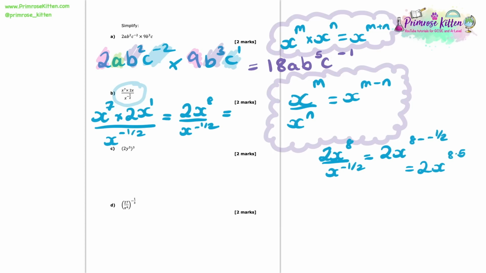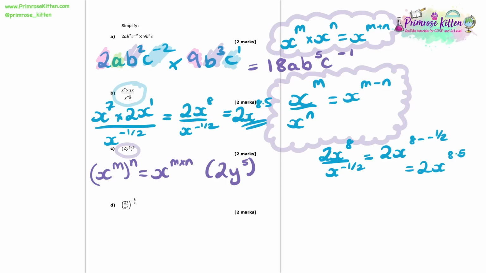You can give 8.5 as a top-heavy fraction or as 8.5, it doesn't matter, you're going to get the marks regardless. So now for C, this is a power of a power question. So we've got a whole other rule now that we need to know. We should recognise that if we have x to the power of m to the power of n, we multiply the powers. We've got x to the power of m times n. So in this case, we've got 2y to the 5 to the power of 3.